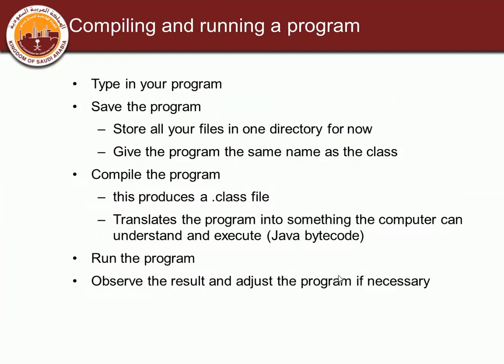So now what we're going to be doing, once we have typed our program, we save it and then we compile it. Compiling means trying to convert from Java to the machine language. But what happens if you type something wrong? It cannot be translated to the machine language. So what would happen? You are going to see some error messages.